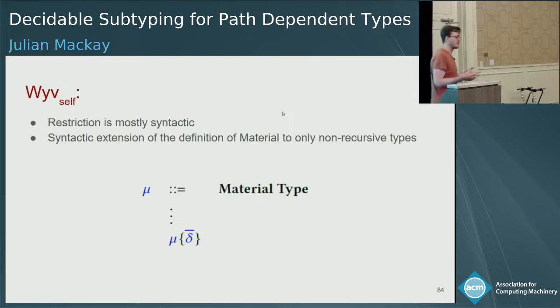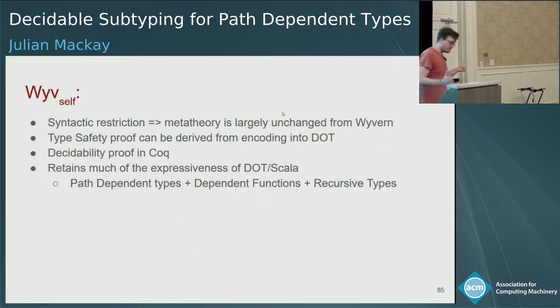What we've done essentially is extended the definition of the material shape separation for Wyvern from that of Java to say, further than just separating out shapes from these materials, we also want to say no recursive types, right? And if you remember, materials are the only things allowed in lower bounds. Now, recursive types aren't allowed in lower bounds either. So what are the nice features this gives us? Well, it's a mostly syntactic restriction, which means the meta theory remains largely unchanged.